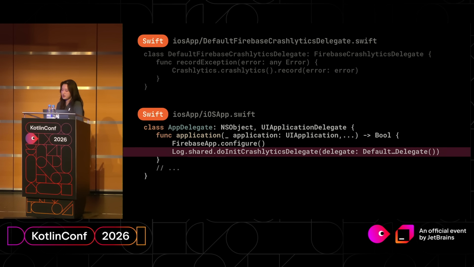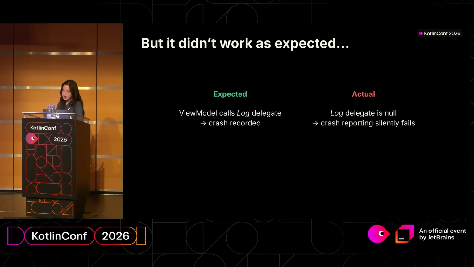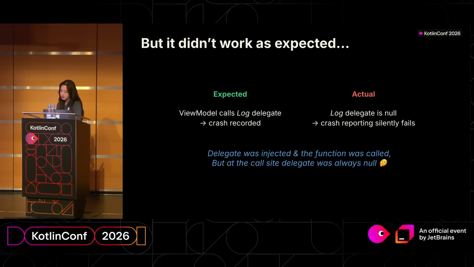So we just implemented clean textbook dependency injection, also possible with DI libraries like Koin, and it worked perfectly, before it didn't. In production, the logger we just implemented silently did nothing. And debugging this took longer than my flight to Munich. We added logging. The delegate was definitely being injected. We could see the log in the AppDelegate, but when the view model tried to use it, the delegate was always null, every single time.